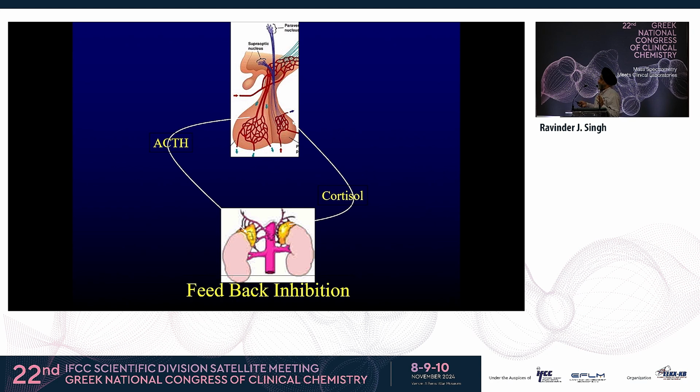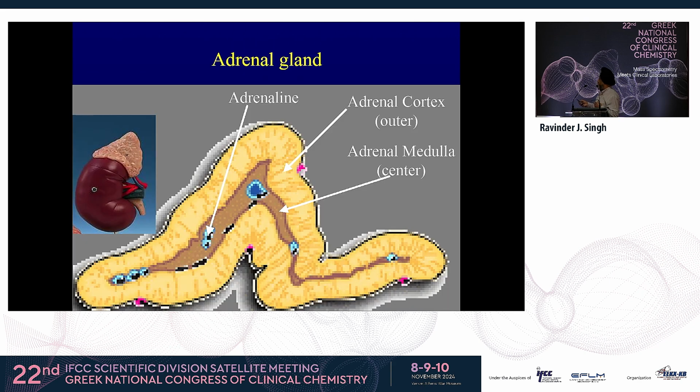Normally there is a feedback inhibition. In the morning, you have a very high cortisol because you have a very long day coming up ahead, but at night it is low. But in people with Cushing's, this diurnal variation is gone. In those people, the amount of cortisol in the morning and in the evening is high.